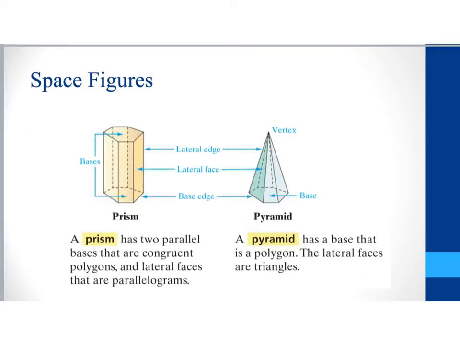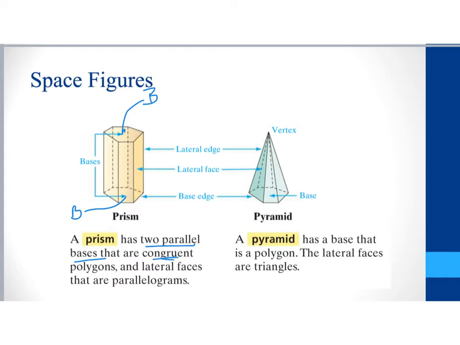As you can see here, we have two space figures. The one here on the left is what we call a prism, and it's called a prism because it has two parallel bases. So these bases are going to be right up here. So this, I'm going to put B for base, and then this face down here is also a base, and they're parallel to one another. And they're also congruent, meaning they're the exact same shape as one another. So we have two parallel bases that are congruent.